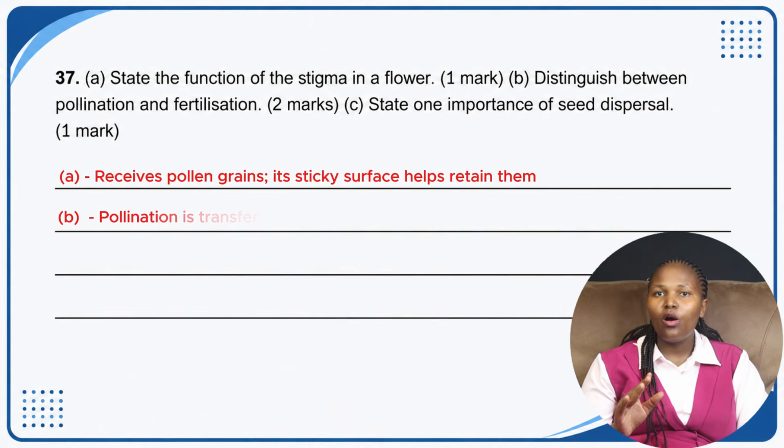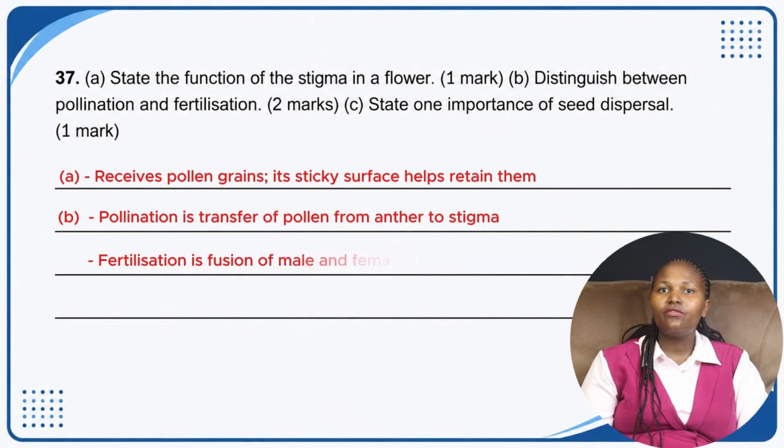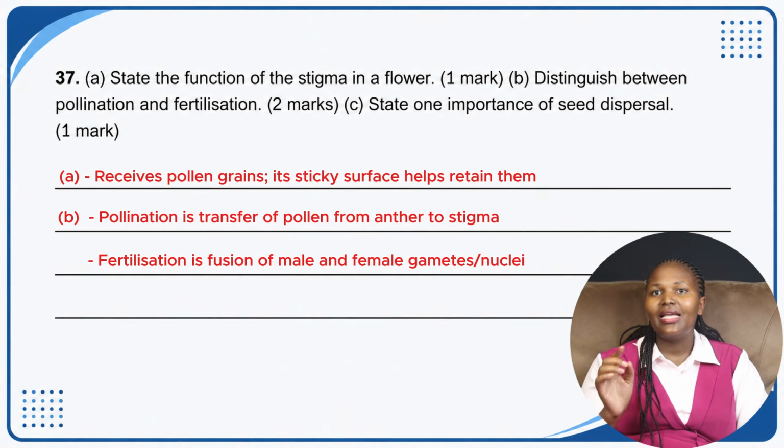And then the difference between pollination and fertilization. Pollination is the transfer of pollen from anther to stigma. So when pollen is transferring from anther to stigma, that is pollination. But what is fertilization? Fertilization is the fusion of male and female gametes or nuclei. So when they are fusing, it is called fusion. You can say nuclei, or you can say gametes. That is fertilization.